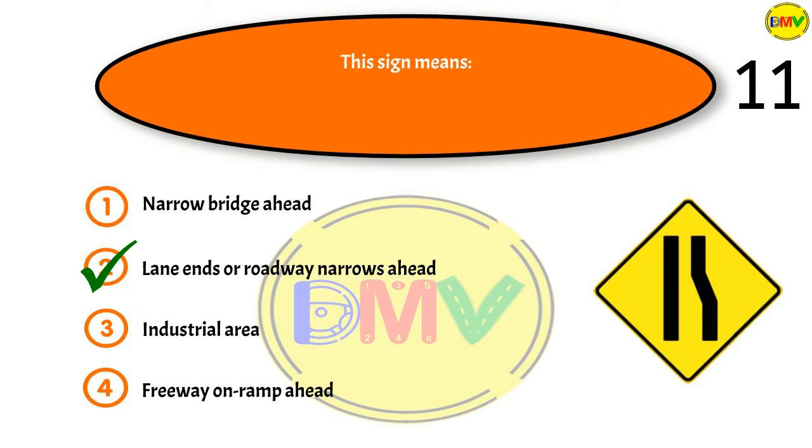The correct answer is 2. Warning signs are usually diamond-shaped with black markings on a yellow background. They alert drivers to upcoming hazards. This sign warns drivers that the right lane is ending or that the road is narrowing ahead.